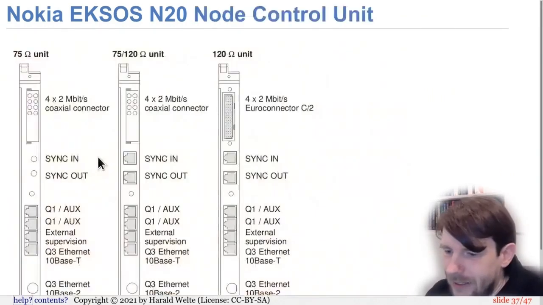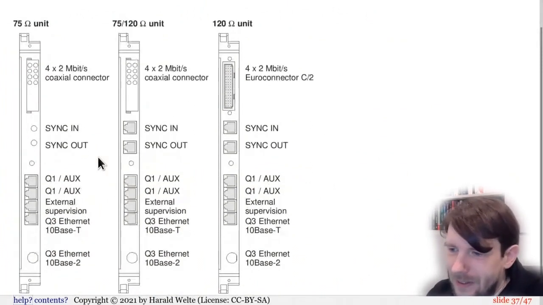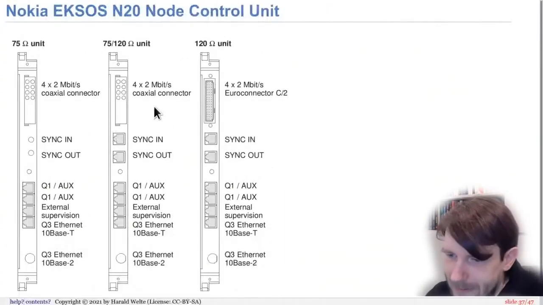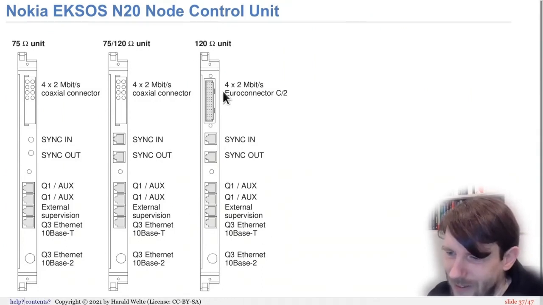Now, if you look at the actual modules that we see in such a device, as I said, we have the node control unit, which is available in 3 different versions, depending on whether balanced or unbalanced and the impedance of your E1 lines. I think the one that's more commonly found is this one, the 120 ohm balanced version. So we have 4 E1 lines for the V5 interface on this connector here.